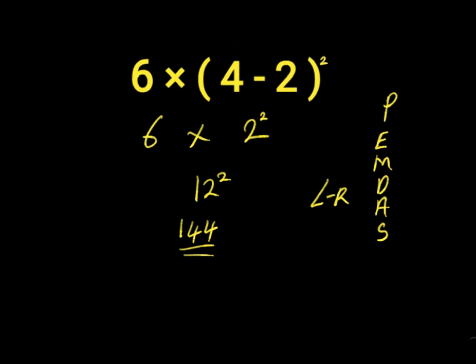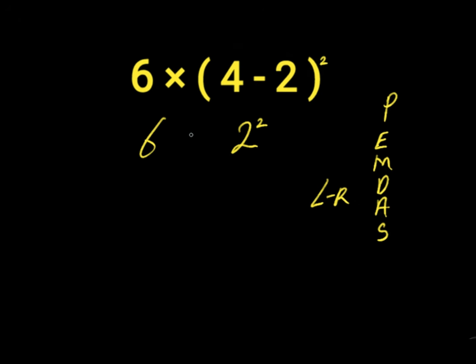In order to arrive at the correct answer, let's solve the right answer to this expression. First of all, we start with our parentheses, which is 4 minus 2. 4 minus 2 will give us 2. Then we have the exponent, which is 2 to the power of 2. Then we'll bring down our 6. Then we have 6 times 2 to the power of 2.